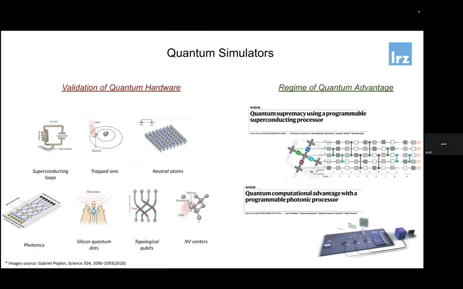Quantum simulators are used in two regimes, so to say, which is to validate the quantum hardware and also to explore the regime of quantum advantage. So the main focus of my part of the talk would be to use quantum chemistry use cases and quantum simulators to benchmark the performance of various simulators.